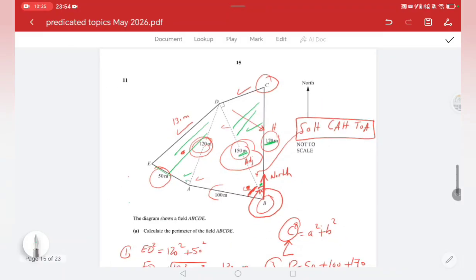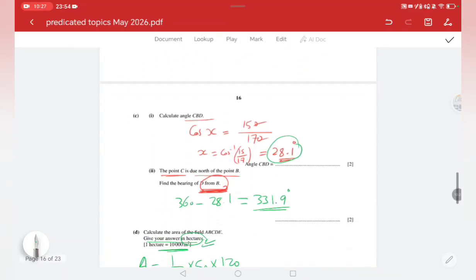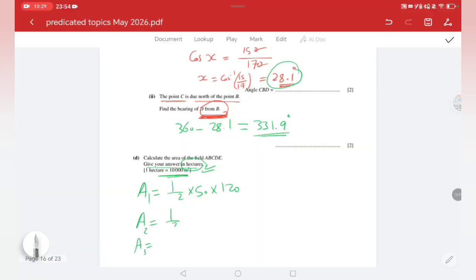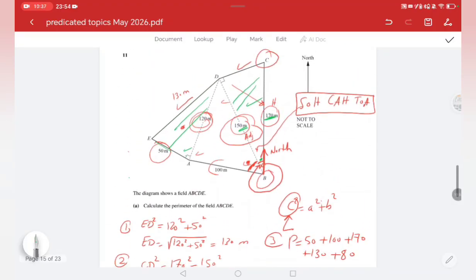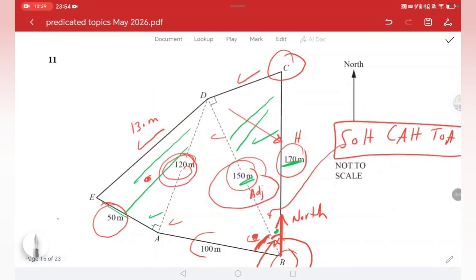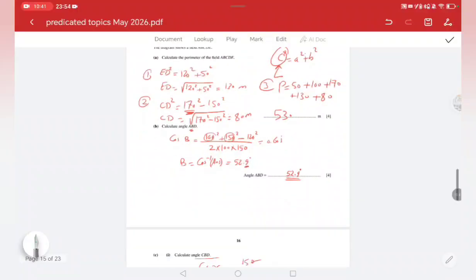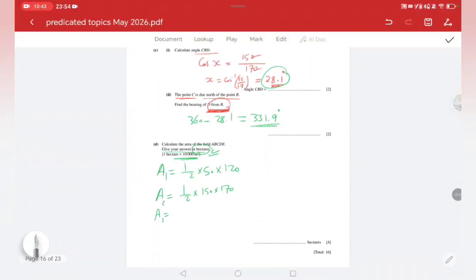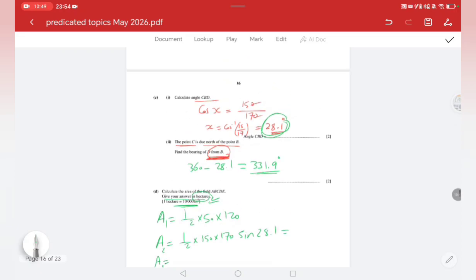So let's say 1/2, the two sides were 150 times 170, sine the angle between them. The angle was x. Sine x, which is 28.1.